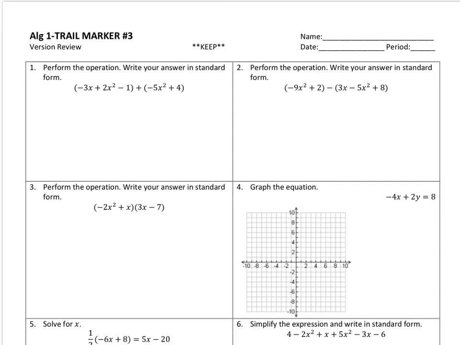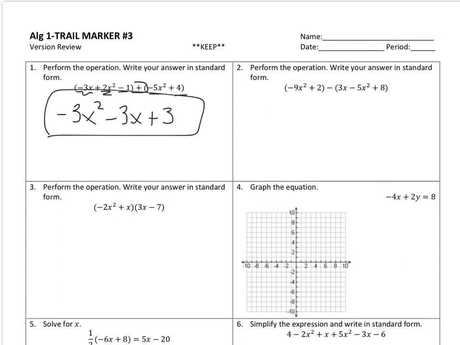First thing I notice is that the operation is addition. So all we're doing is combining like terms. Start with the highest degree, so the x squareds. If you need to underline to help you remember which ones are like terms, please do so. So negative 5x squared plus 2x squared is negative 3x squared. Then go to the next highest degree, which is the x's. Okay, we only have a negative 3x, so I'll just write that down. And then the constants, negative 1 plus 4, which makes it plus 3.